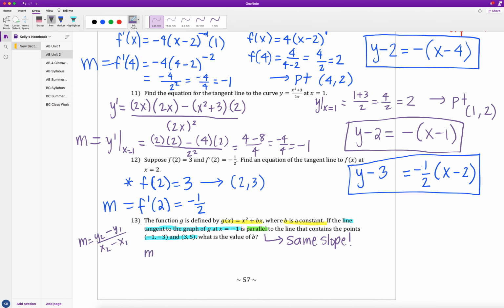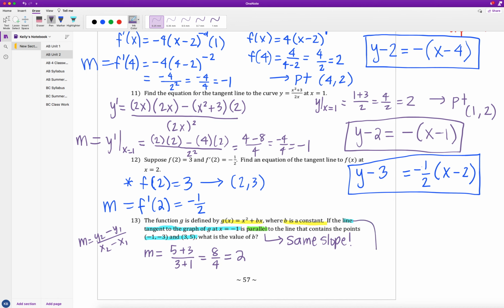So let's find the slope between those two points. So I'll have 5 minus a -3, which would be plus 3, over 3 minus a -1, which would be 3 plus 1. So I end up with 8 over 4. So I get a slope of 2. Now that's the slope between those two points. But because this line is parallel to this other tangent line, that means the slope of my tangent line also has to be equal to 2.